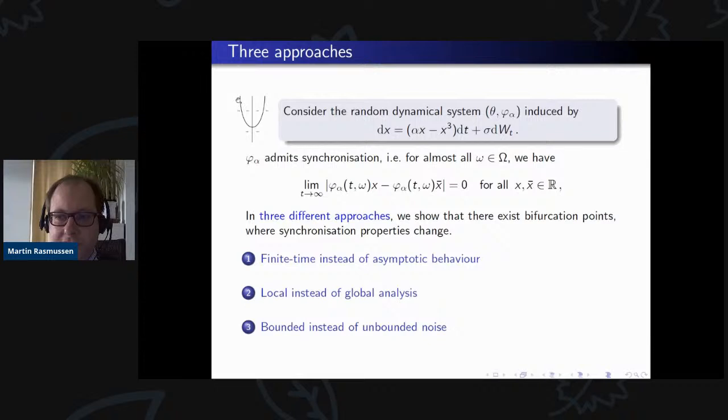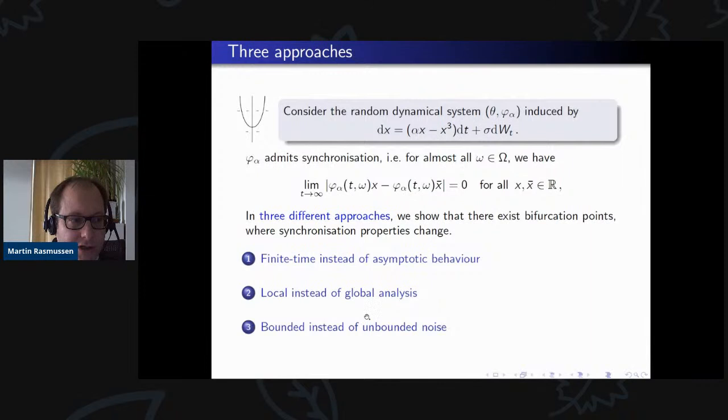So basically what we see here is also an effect which comes from the unboundedness of the noise, because you have a stochastic differential equation. And I will, in particular in the last part of this talk, look at bounded noise as well, in contrast to unbounded noise, to see that the bifurcation can still be preserved when we look at a different model of noise. And then I would also like to explain a little bit about local analysis you can do instead of a global analysis to identify bifurcations.